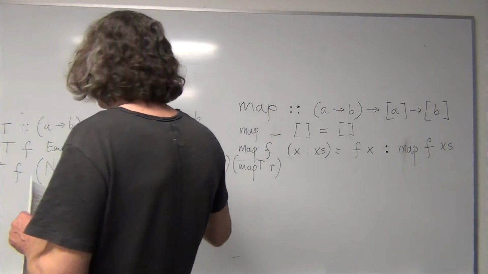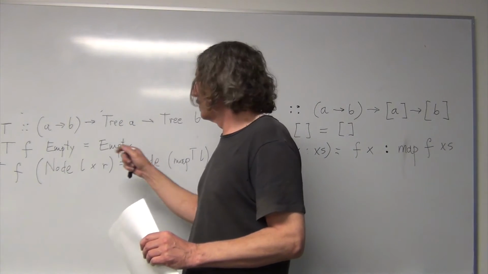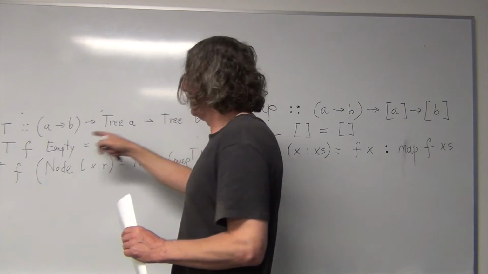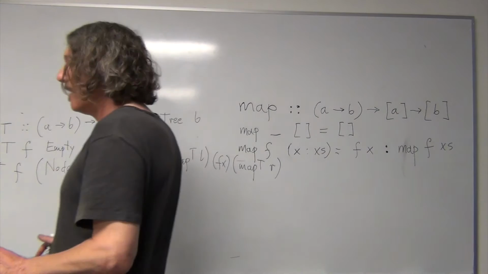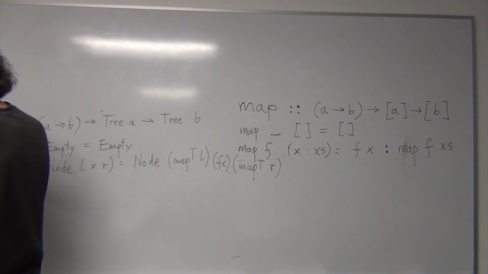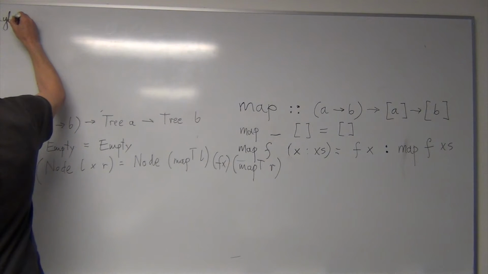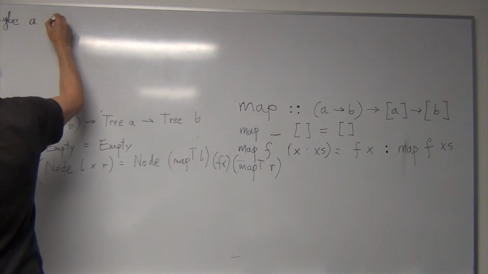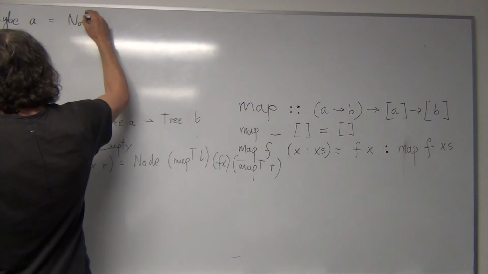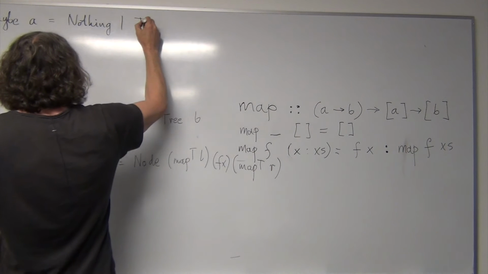And let me give you yet another example of a functor. So we know that map and mapT are functors, but Maybe is also a functor, right? Maybe is a type constructor. Maybe A, and it's either Nothing or Just A.